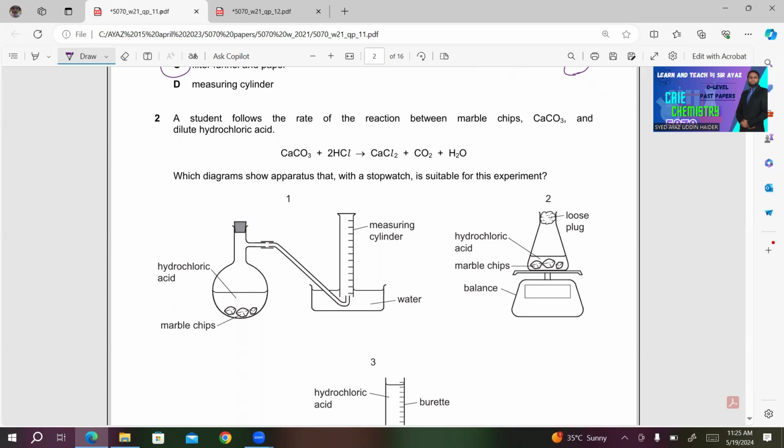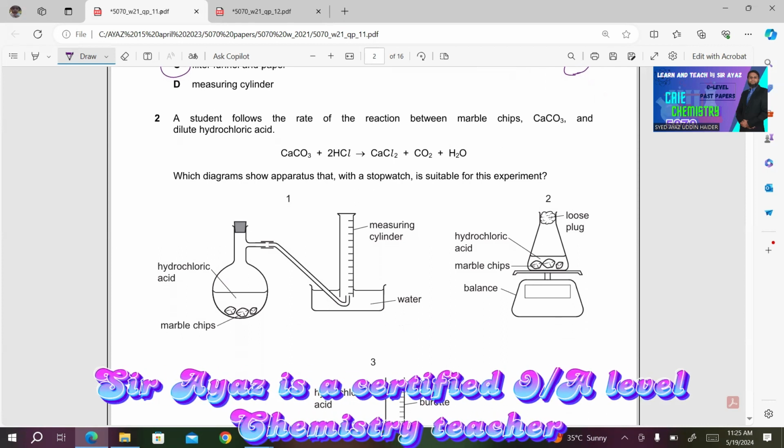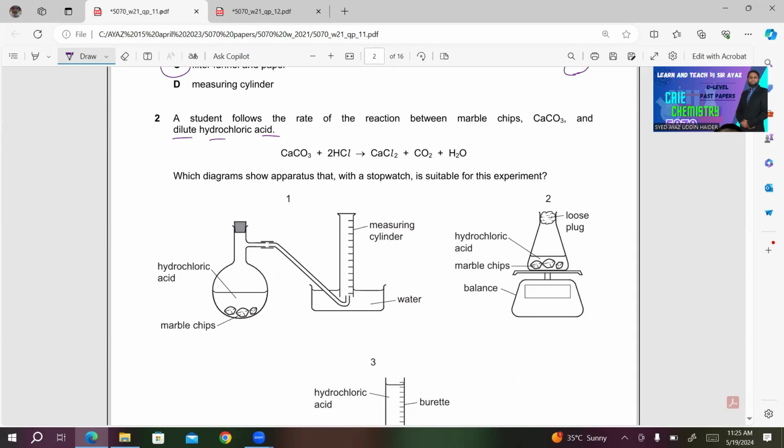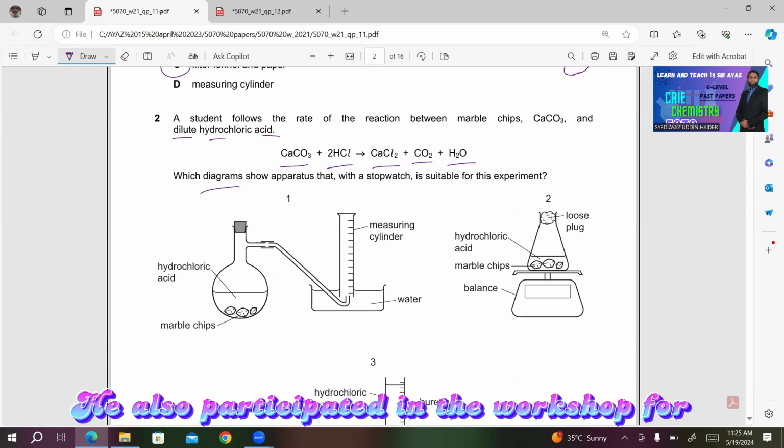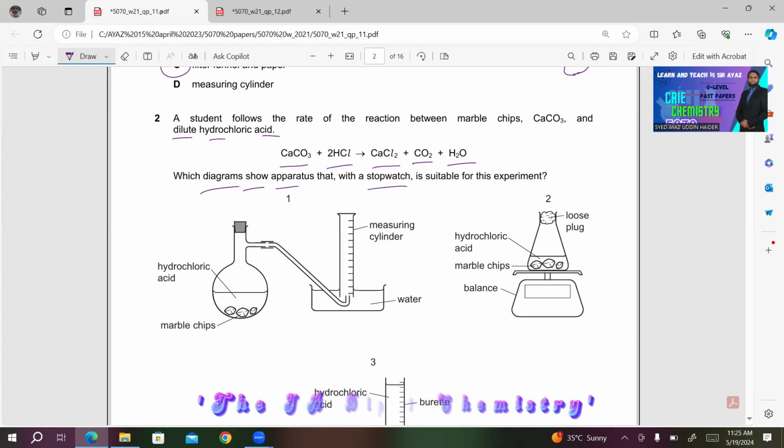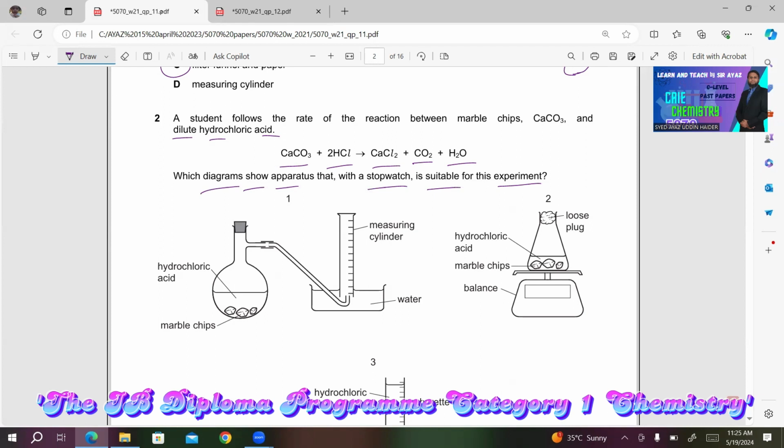Number 2. The student follows the rate of reaction between marble chips, CaCO3, and dilute hydrochloric acid. This is the reaction: CaCO3 plus 2HCl gives CaCl2 plus CO2 plus H2O. Which diagrams show apparatus that, with a stopwatch, is suitable for this experiment?